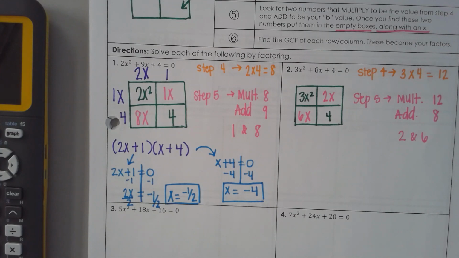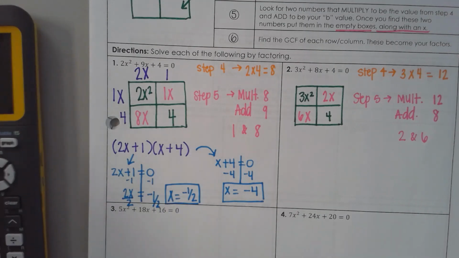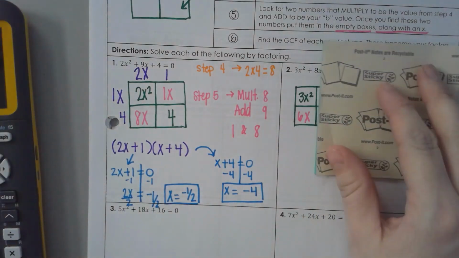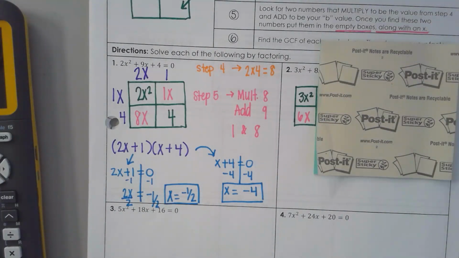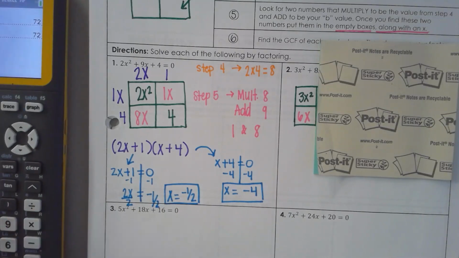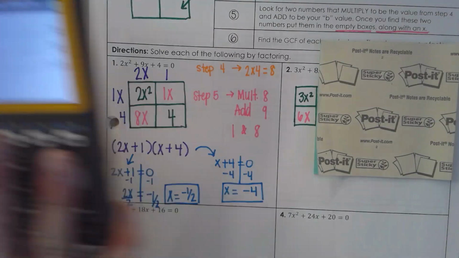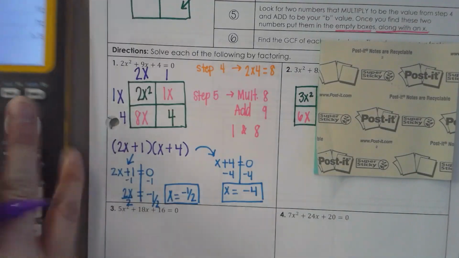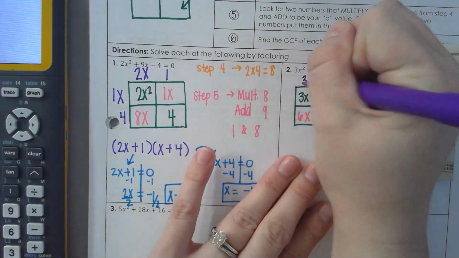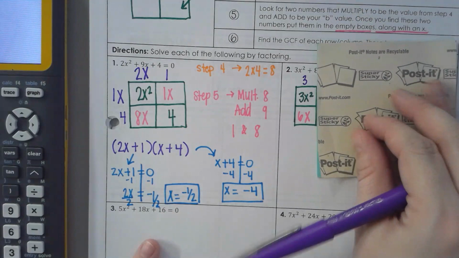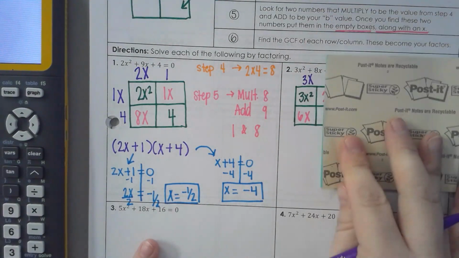Alright, and now we have to find the GCF. What can you divide both 3 and 6 by? 2? No. You can divide them both by 3. If you try to do 3 divided by 2, you get a decimal. You can divide them both by 3. Do they both have an X? Yes, they do. So you put an X.